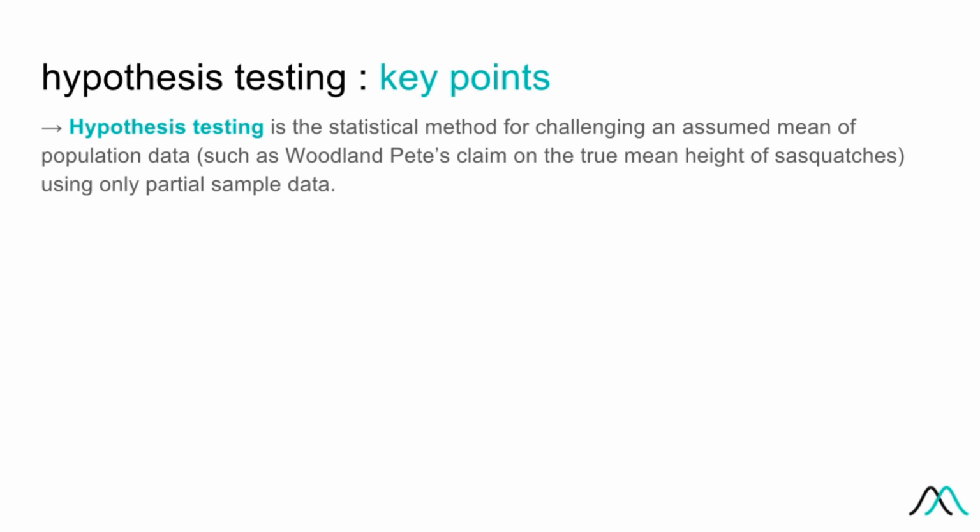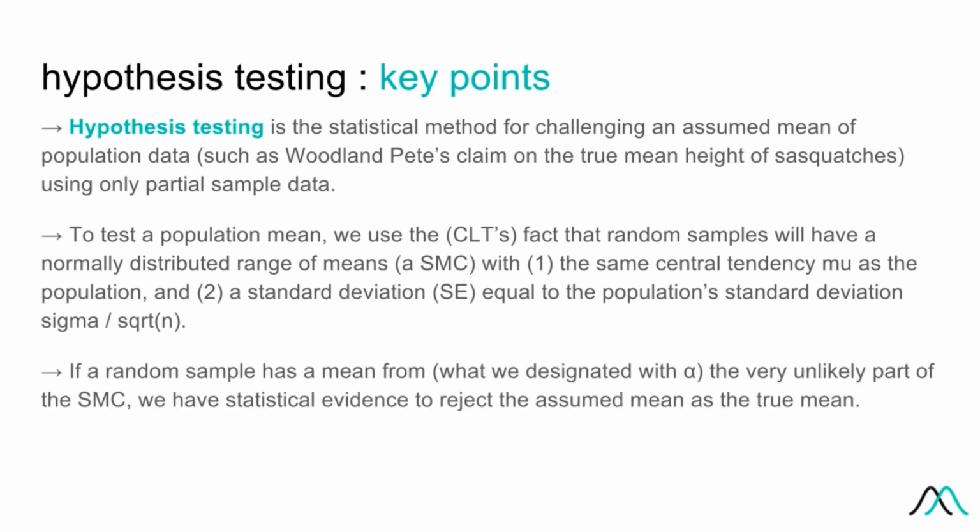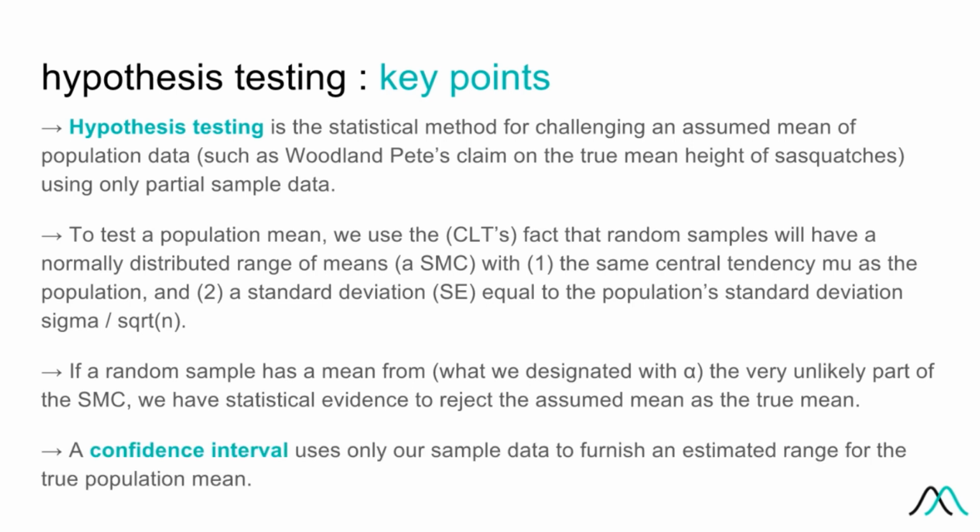from non-normal populations. Thus, we can use the fact that the SMC is normal, with a center mu and a standard error of sigma over the square root of n, to infer the probability of observing a sample mean that we did. And if it was unlikely enough, as predetermined with alpha, we then have statistical evidence to reject the assumed mean mu as the true mean. Lastly, we learn that where hypothesis testing can only tell us if the true mean appears equal to, greater than, or less than assumed, depending on the null hypothesis, a confidence interval can give us an estimated range of the true mean using only sample data.